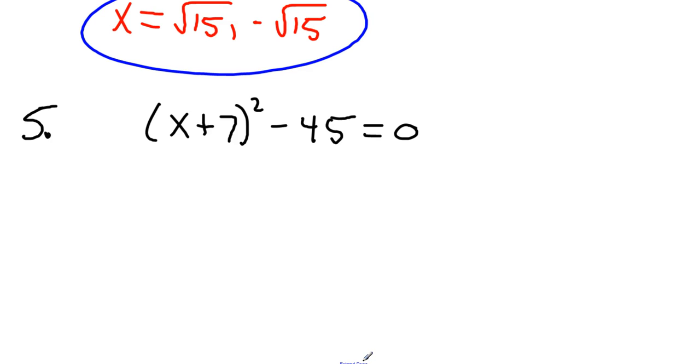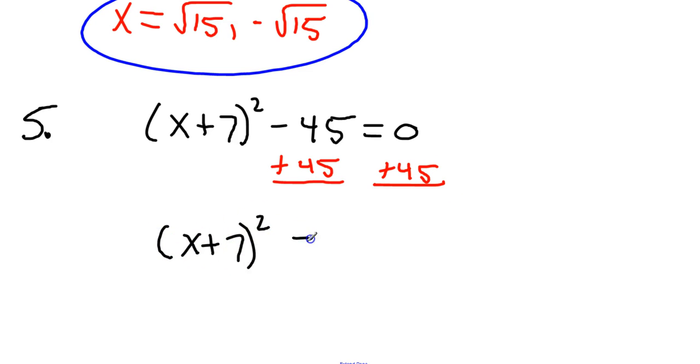Okay, so for this one, the very first thing you want to do is get rid of the 45 and move it over to the other side. So you have (x + 7) squared equals 45. Once you've got the x plus 7, in this case squared, that's the whole thing you want, you want to get the squared term by itself. Once you've got the squared term by itself, then square root both sides.